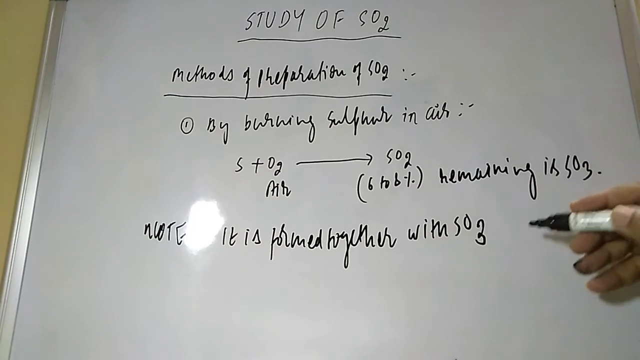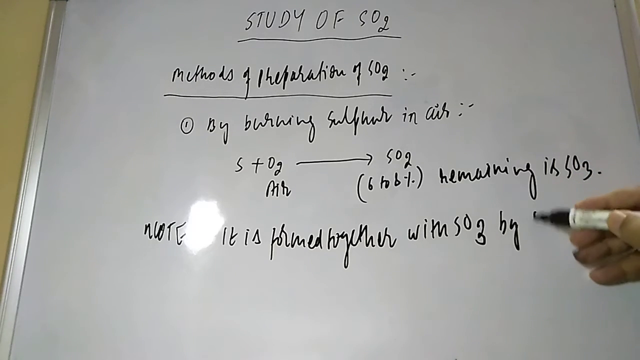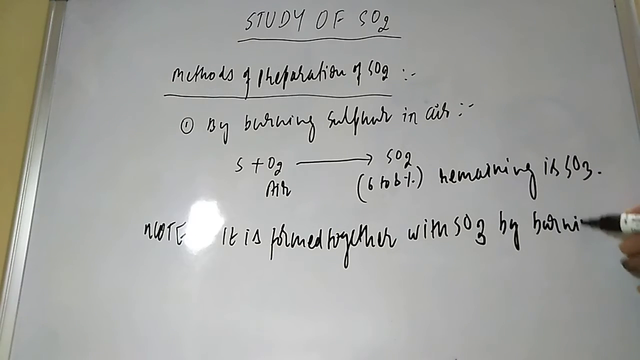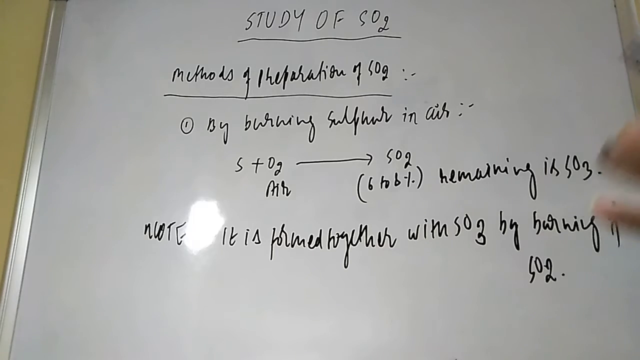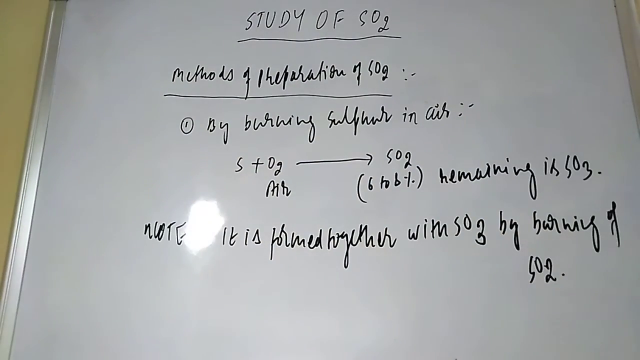By burning of sulfur, you have to keep in mind, students, that when sulfur is burned, it is not compulsory that you get 100% SO2. As I mentioned, you get 6 to 8% SO2, and the remaining percentage of the gas is SO3.